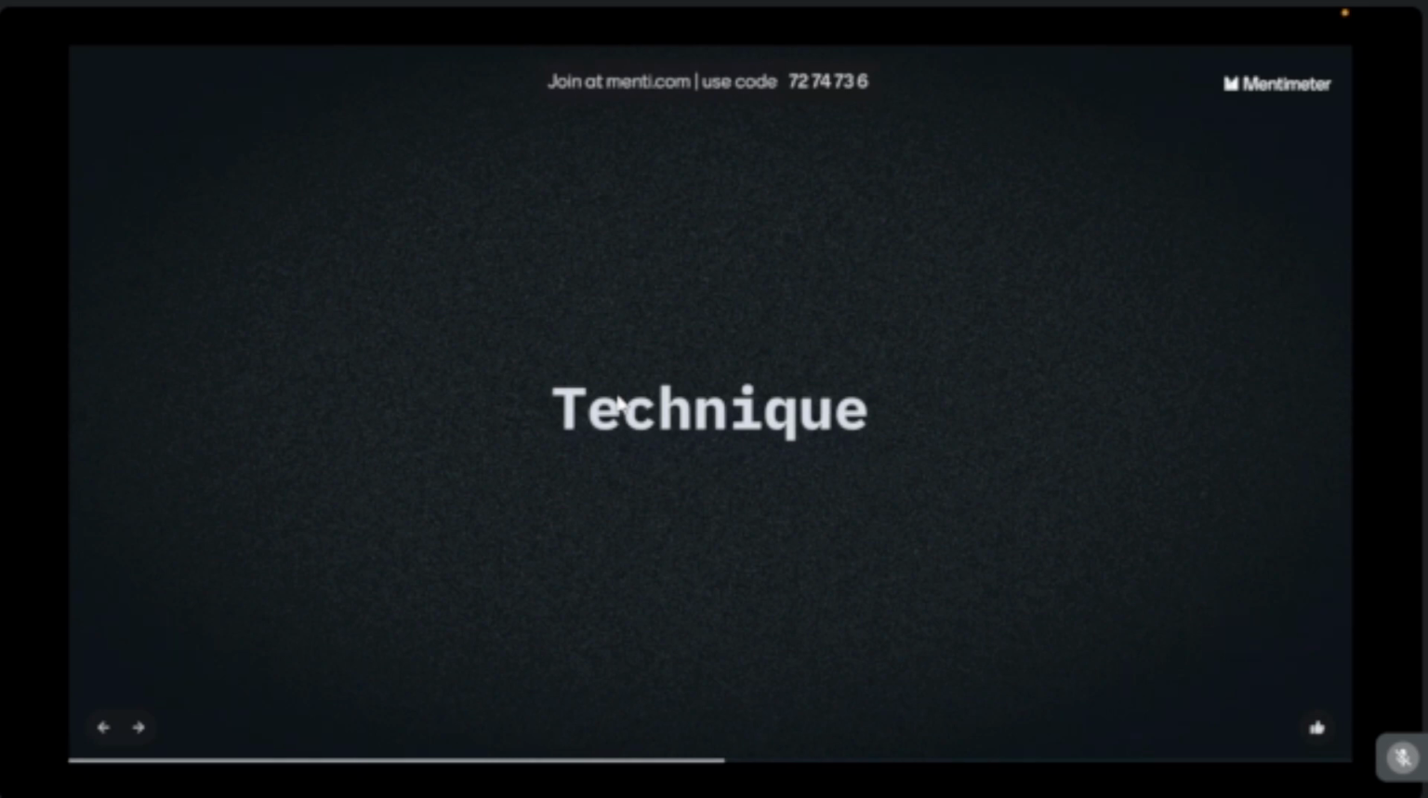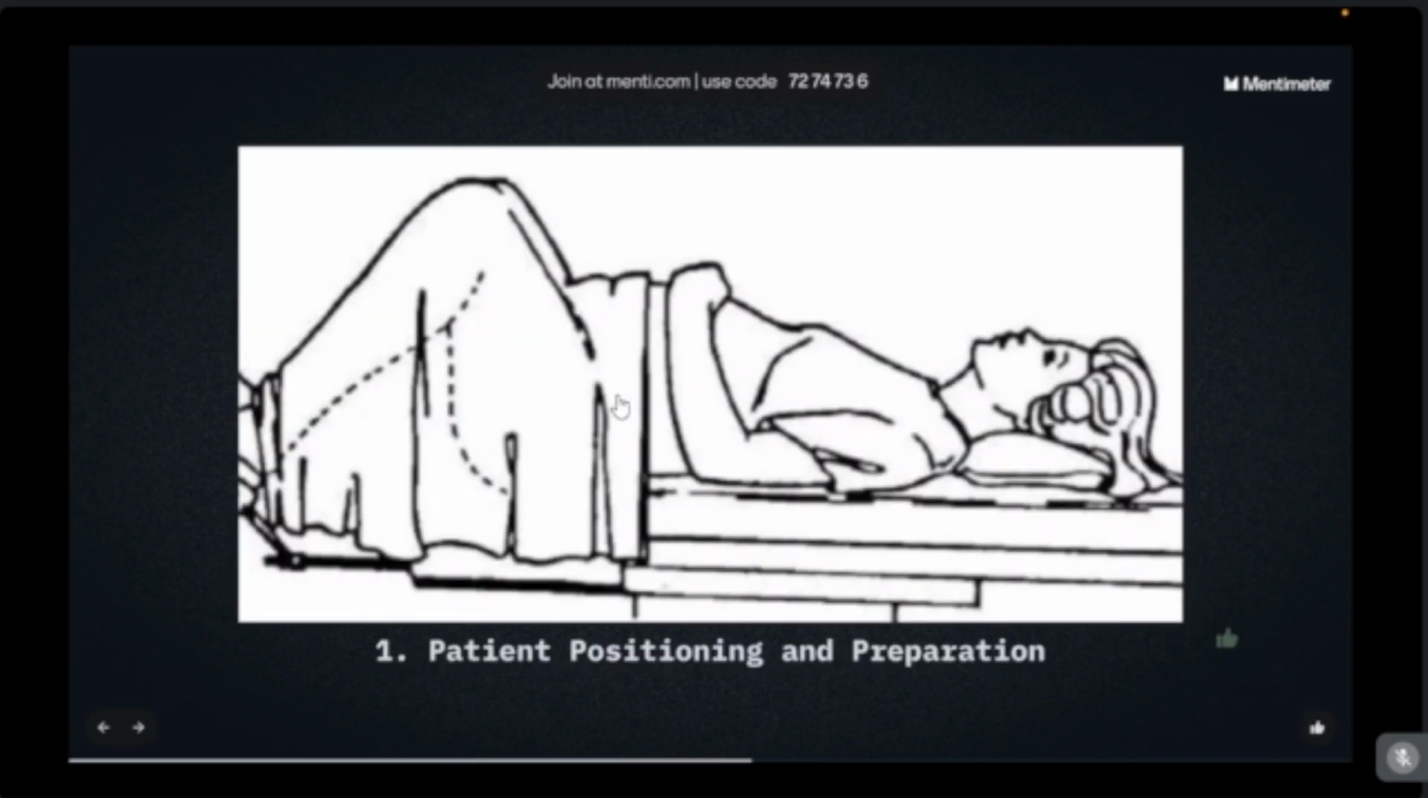After that, we'll talk about the technique. So the first thing is the patient positioning and preparation. The patient should be put in the lithotomy position. So this is called the lithotomy position. And of course, we will have the antiseptic cleaning of the external genital area. And then the third step is the insertion of a vaginal speculum. And the fourth one is the cleaning of the cervix with an aseptic solution.